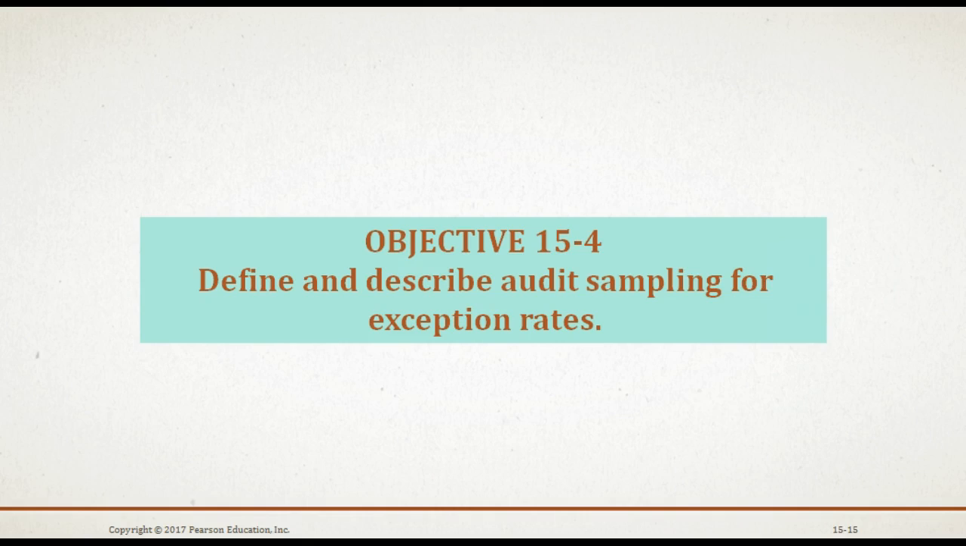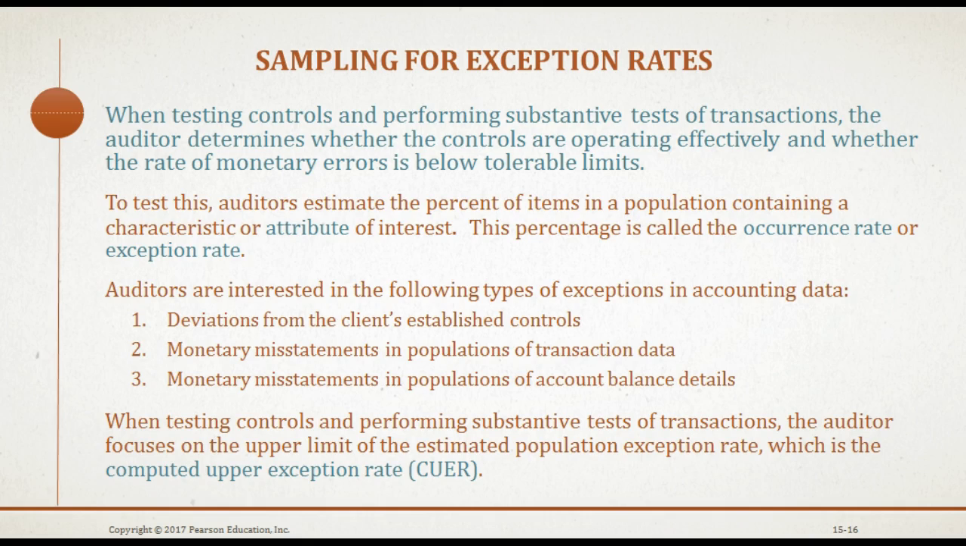Our next discussion will cover the definition and the description of audit sampling for exception rates. When testing controls and performing substantive tests of transactions, the auditor determines whether the controls are operating effectively and whether the rate of monetary errors is below tolerable limits. To test this, auditors estimate the percent of items in a population containing a characteristic or attribute of interest. This percentage is called the occurrence rate or exception rate.